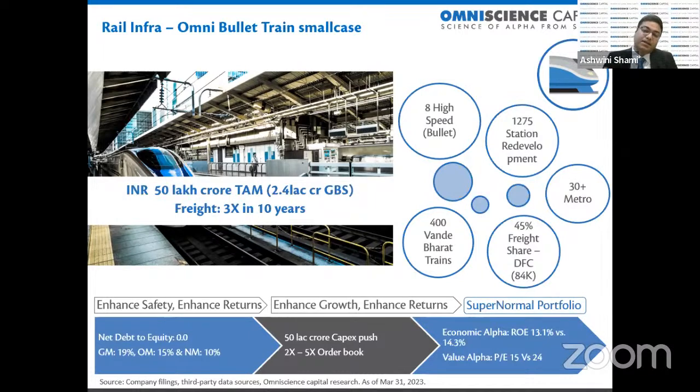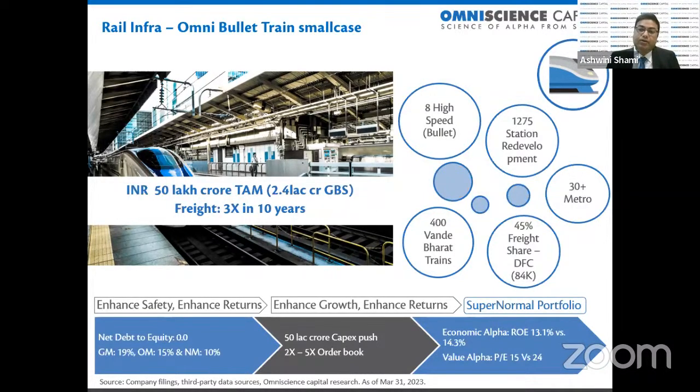The interesting part is that after 25-26, the government plans to export these trains, right? I already talked about how they are 40% cheaper. So there's a huge export potential for all the companies involved in the production of these Vande Bharat trains. So that's the second sub-growth vector.